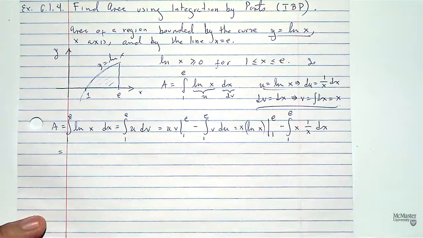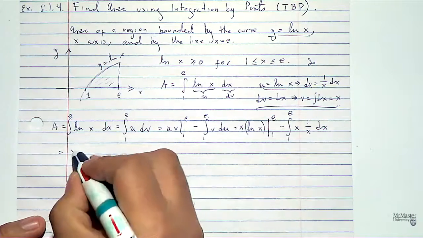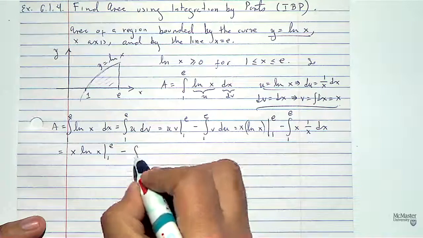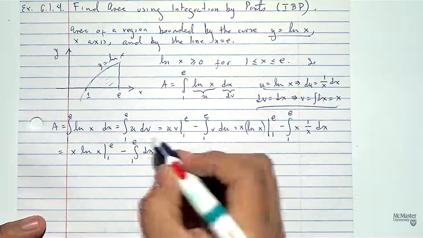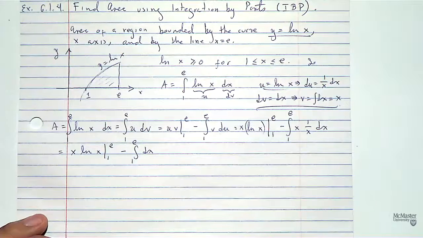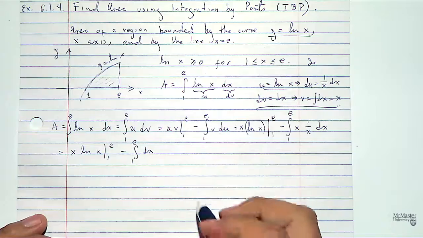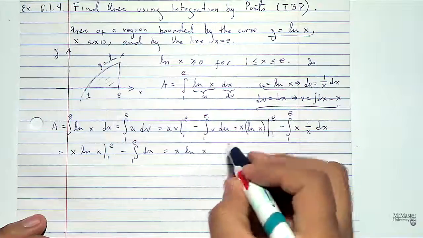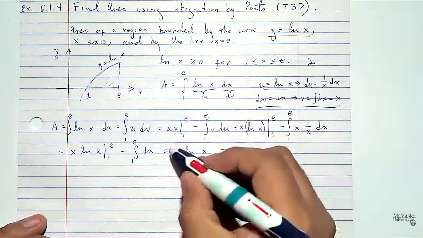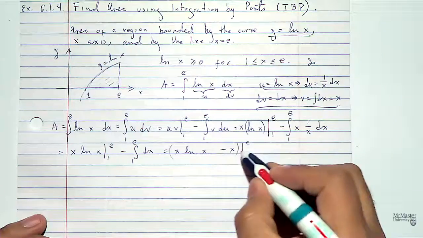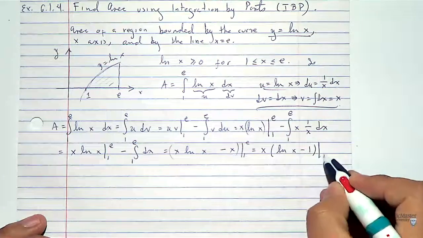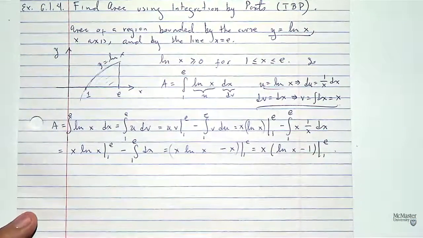You can actually start to do the evaluation: x natural log of x from 1 to e, minus the integral of x from 1 to e. This also simplifies very nicely, because this is the integral of x. So in fact, you could have x natural log of x minus x, all from 1 to e, and you could even factorize this as x times natural log of x minus 1, from 1 to e, if you want to simplify your life.